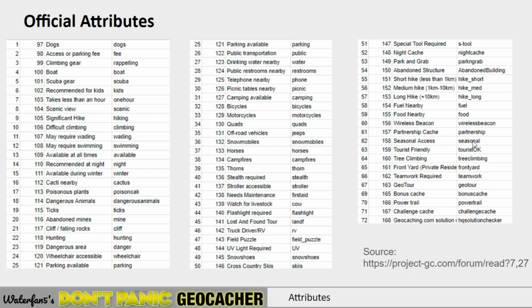This actually was taken from the Project GC website, where there is a list of those in one of the forums. So you see here there are 72 listed here, and then all of them have a negative version. Note that not all the negative versions are supported by the website. That doesn't mean that they don't exist. You just can't put them on the cache page. Some of them have even been retired. For example, the famous cactus attribute is no longer there. They've removed that from the website. But the icon still exists and can still be used in puzzles.